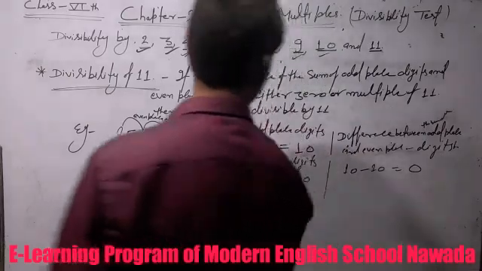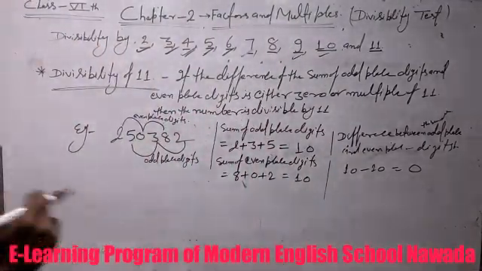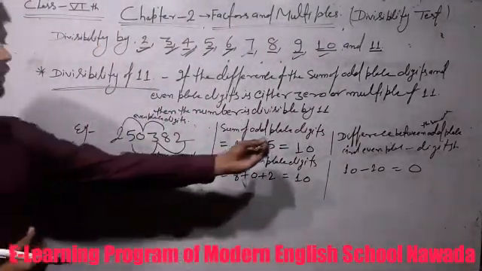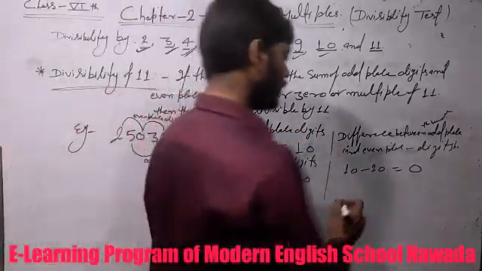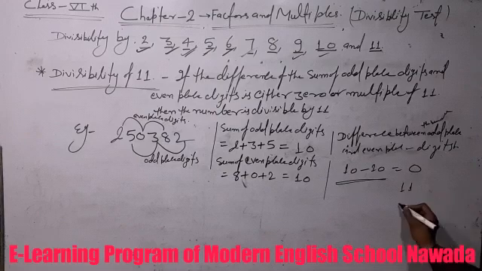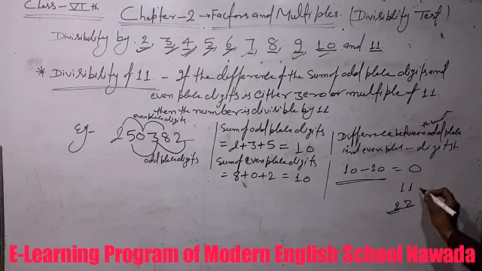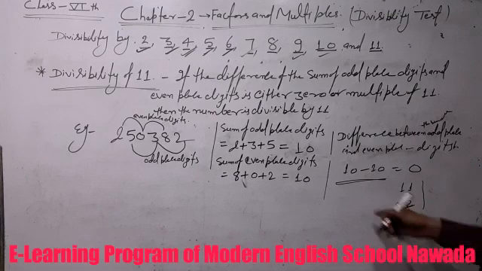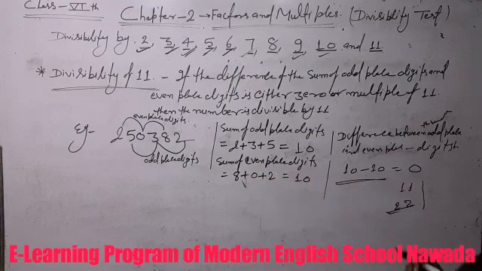Now in another example, if finally the difference is 11 or 22, then also the number is divisible by 11.